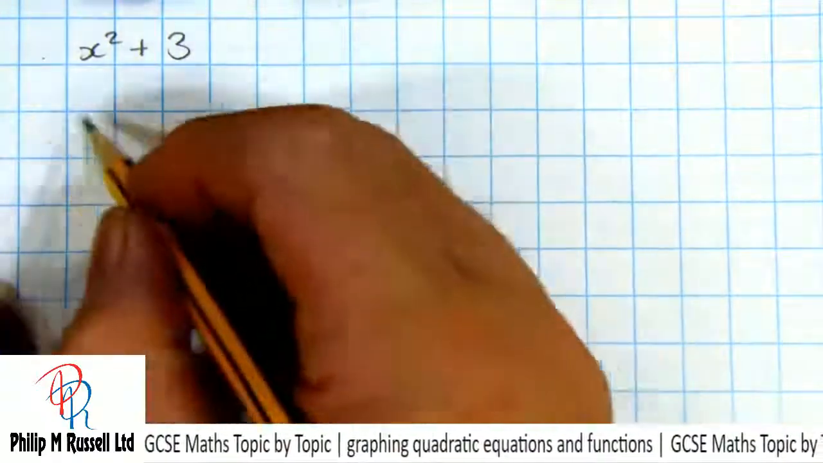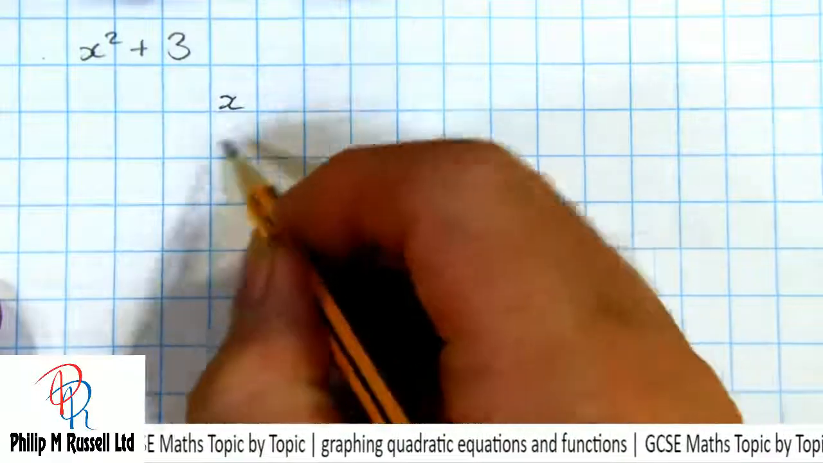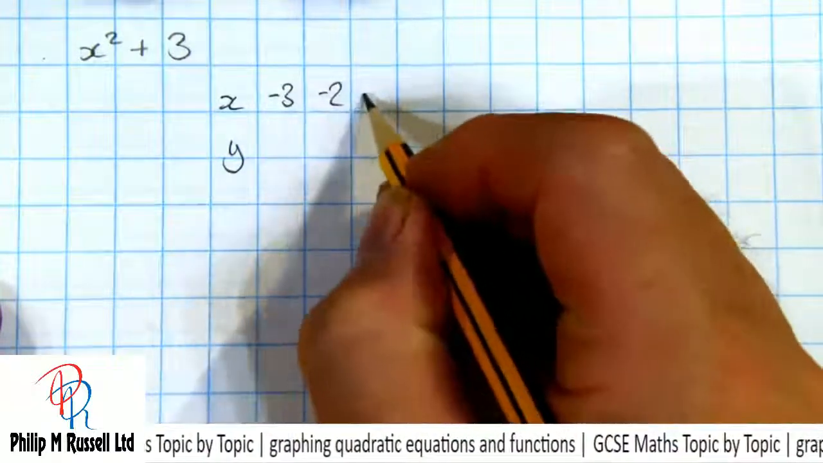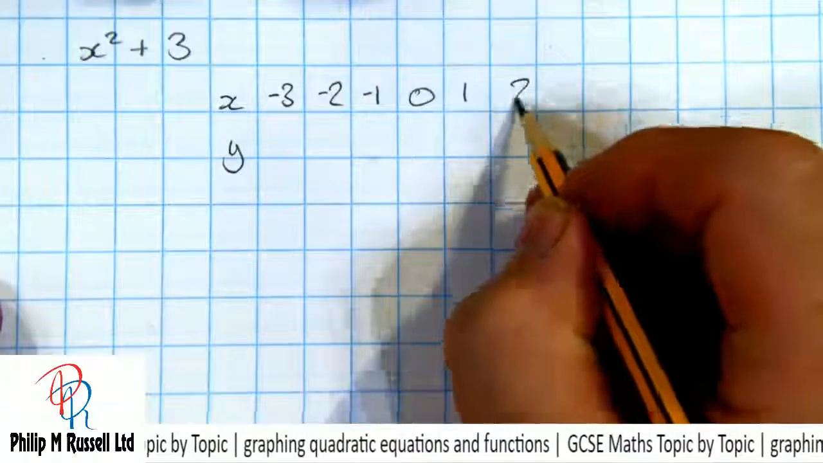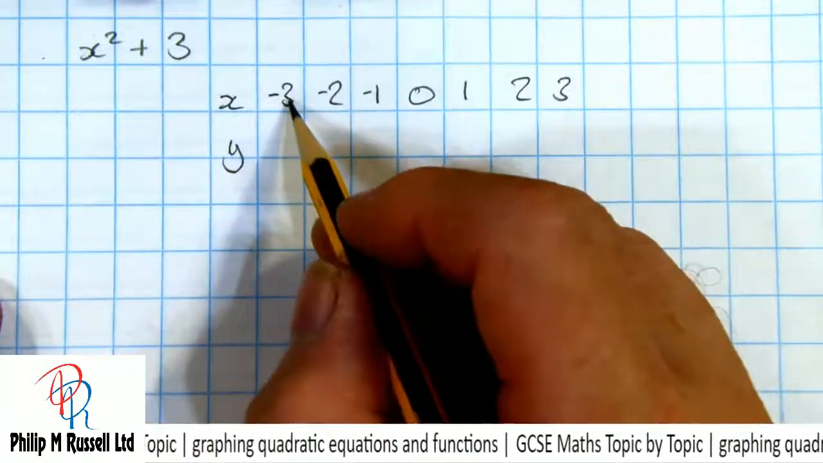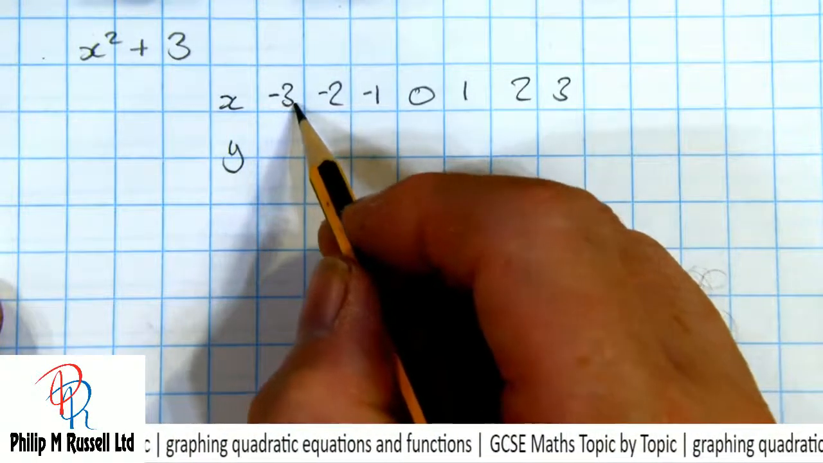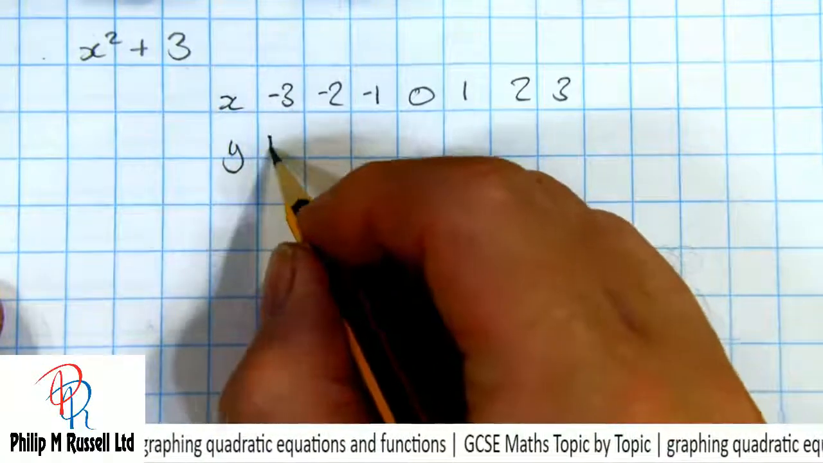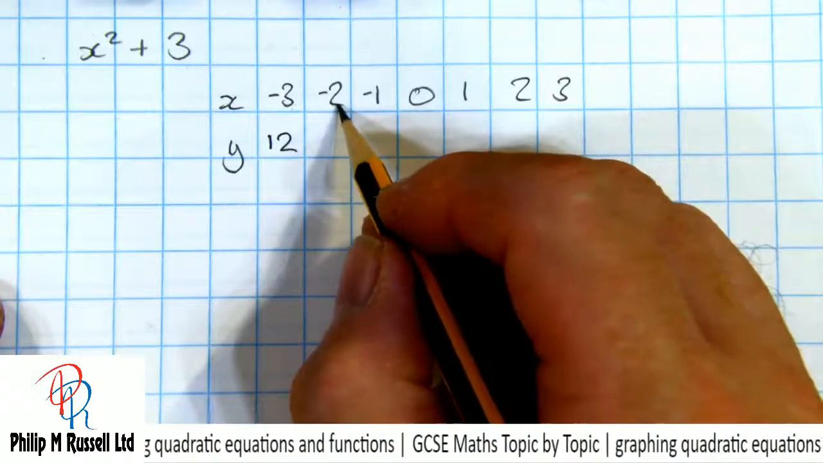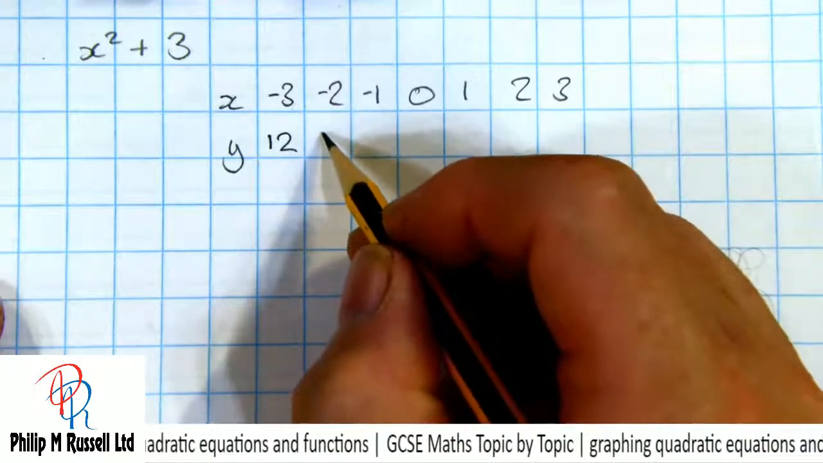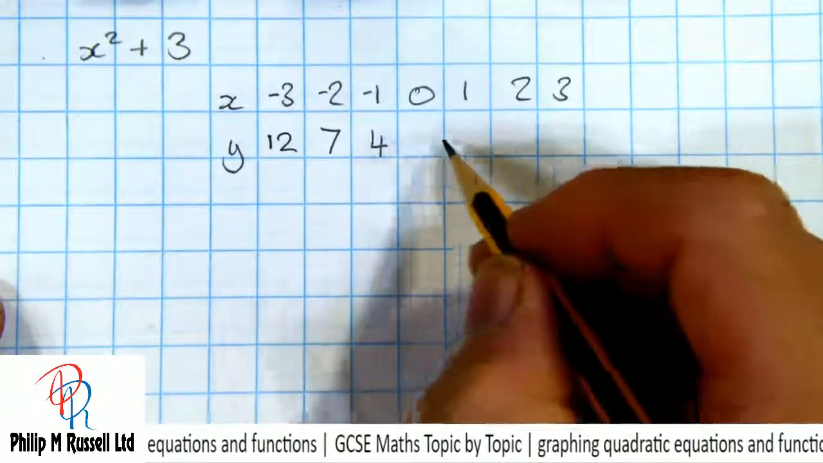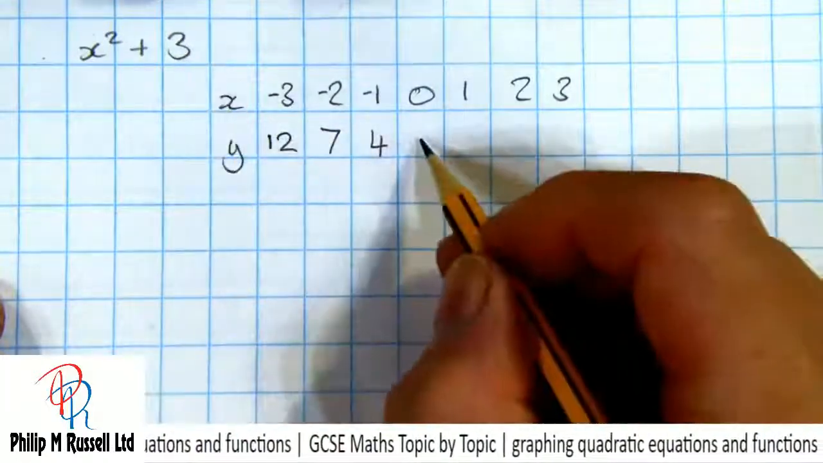So we're going to have a look at the points here, x, and we'll look at y, and we're going to do it from -3, -2, -1, and let's go up to 3. So we're going to look at x squared and add 3 on. -3 times -3 is +9, plus 3 gives me 12. Then -2 times -2 is +4, plus 3 is 7. -1 times -1 is 1, plus 3 gives me 4. 0 squared is 0, plus 3 gives me 3.